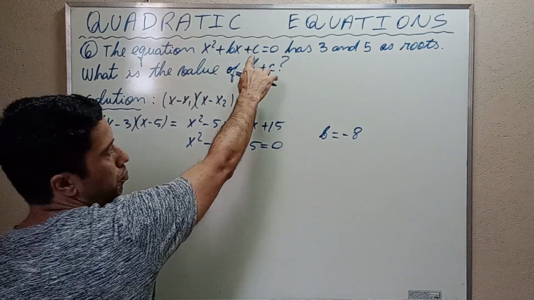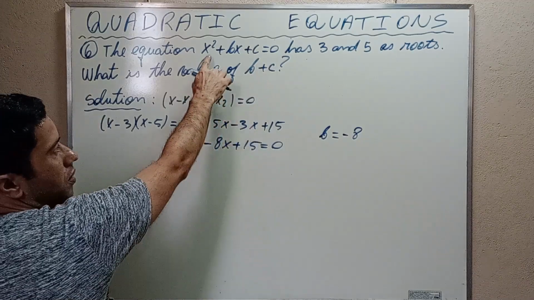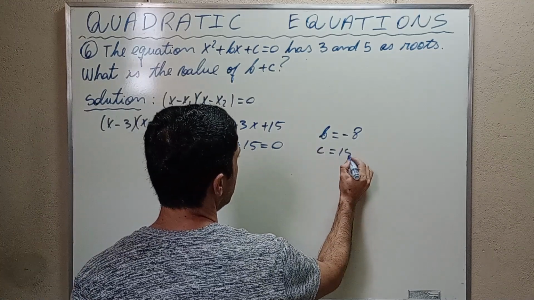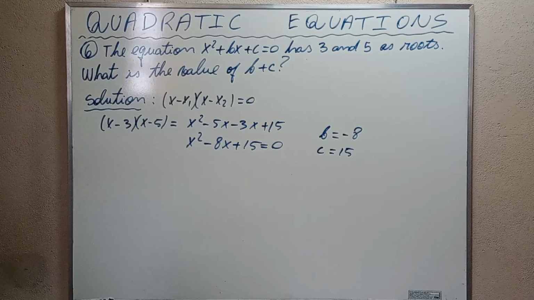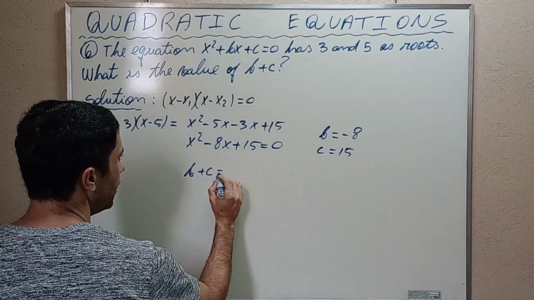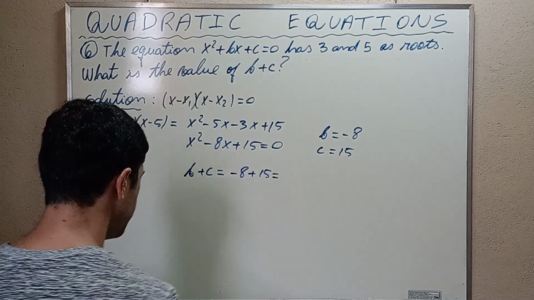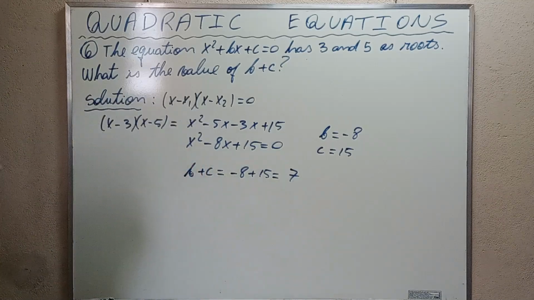c is the independent term. It doesn't accompany x. c is equal to 15. The exercise wanted us to calculate b plus c. b plus c is equal to negative 8 plus 15, and this is equal to 7. Okay, my friends, this is the solution of exercise number 6. Let's go to the next.